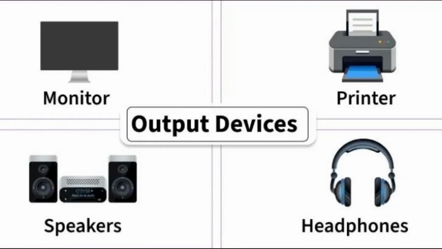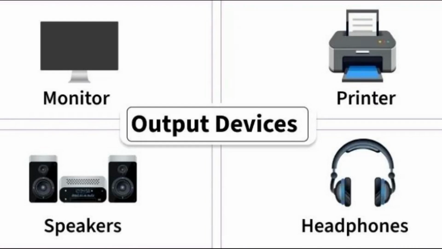Specialized output devices. A braille display is an output device designed for visually impaired users. It converts text displayed on the screen into braille characters that can be read by touch. This device helps make computers accessible to people with visual disabilities.